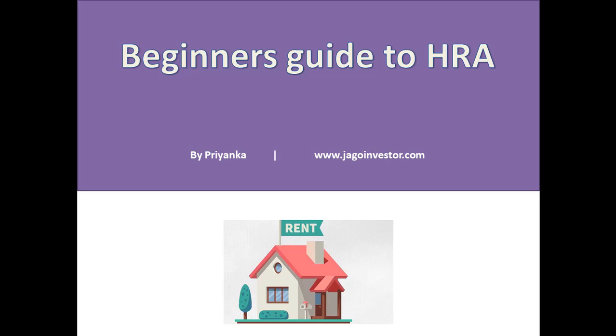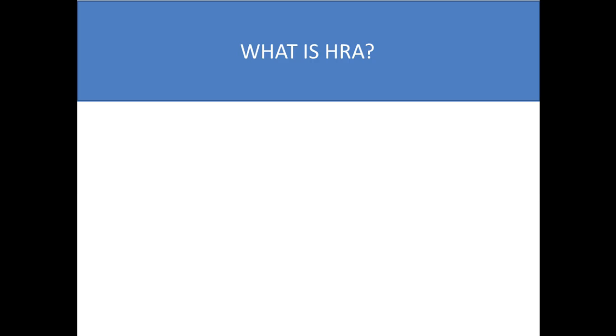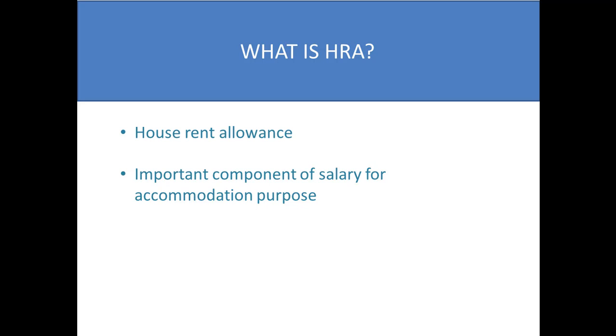I'm from Jago Investor. This presentation is a beginner's guide to HRA, and in this I'm going to tell you the basic details of HRA. So let's start. First of all, we'll see what is HRA. HRA means house rent allowance. It is an important component of your salary which you receive for the purpose of accommodation. Now the question is, who will give you this allowance? As I said earlier, it is a component of your salary, so it is obvious that your employer will give you this allowance. The major benefit of this allowance is that you will get a tax benefit on it.